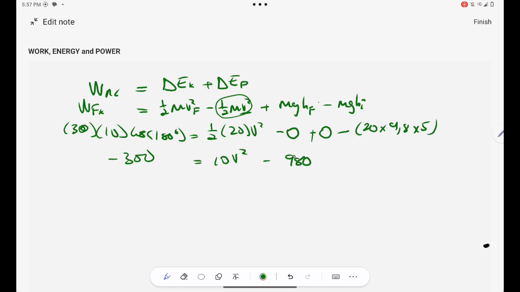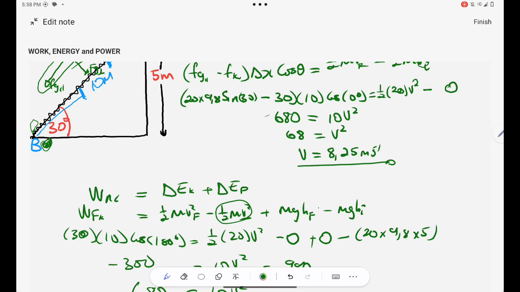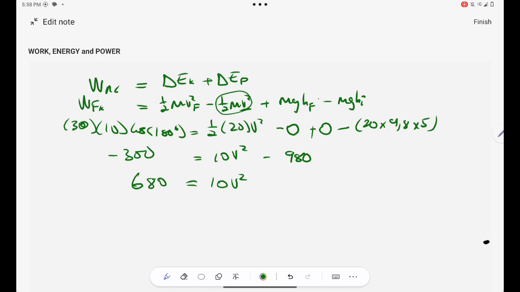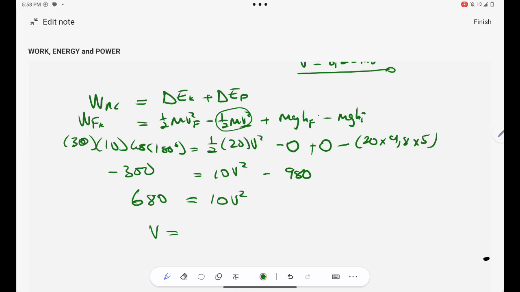So now I'll just bring this thing to the other side. It will be positive. That's 980 minus 300. We'll simply get 680 is equal to 10 v squared. We had that statement over there. So you also calculate, and then you'll find the velocity to be equal to 8.25 meters per second.